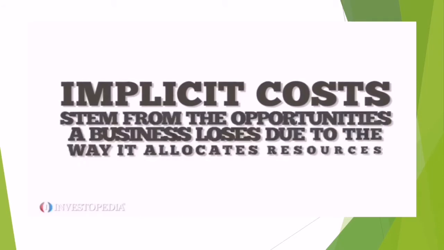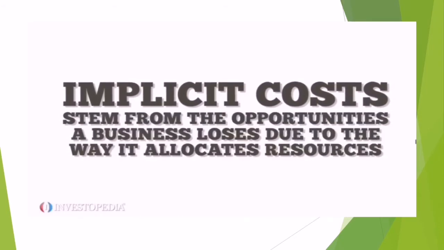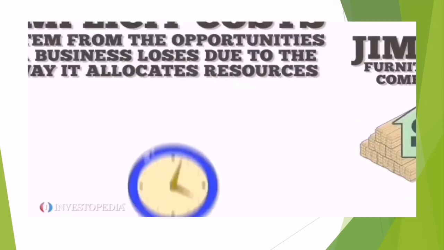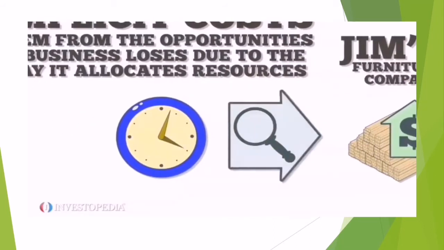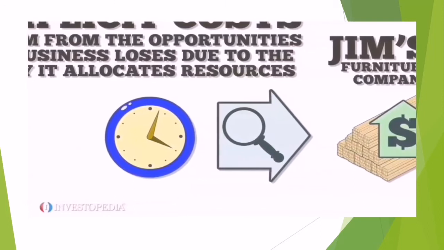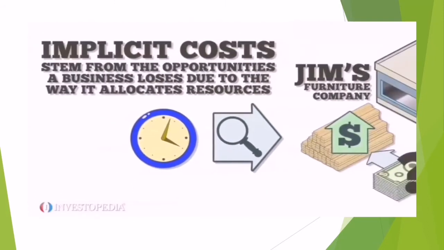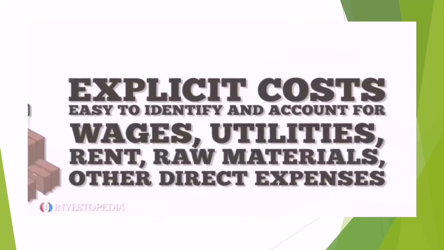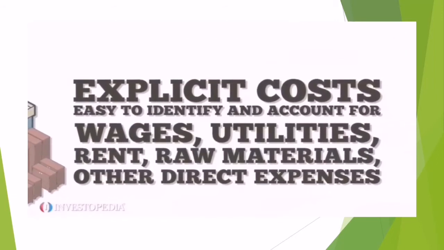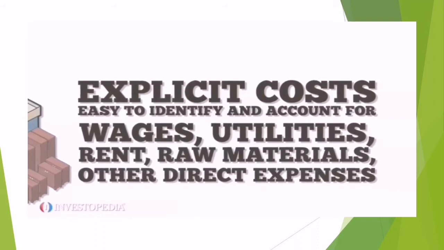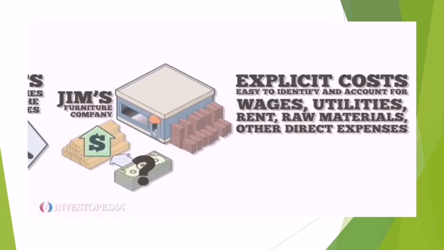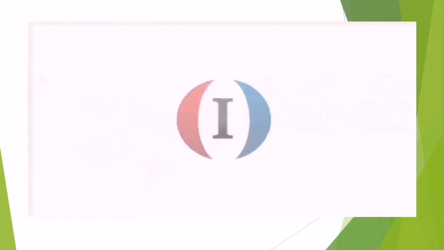Explicit costs differ from implicit costs, which are costs that stem from the opportunities a business loses due to the way it allocates resources. For example, the time Jim spends searching for new lumber suppliers instead of expanding his company's offerings is an implicit cost of running his business. It's not as tangible as explicit costs, but it's still important. Explicit costs are cash outflows that are easy to track. They provide a clear impact on profits and a company's bottom line.